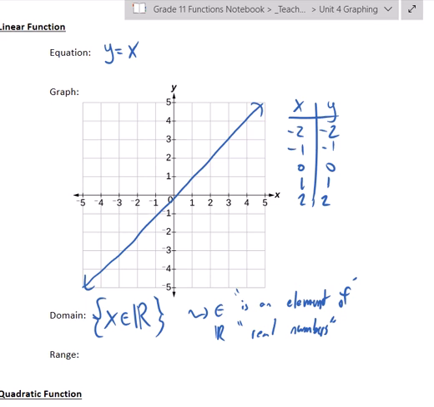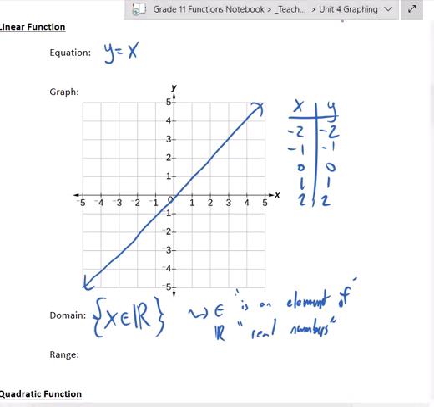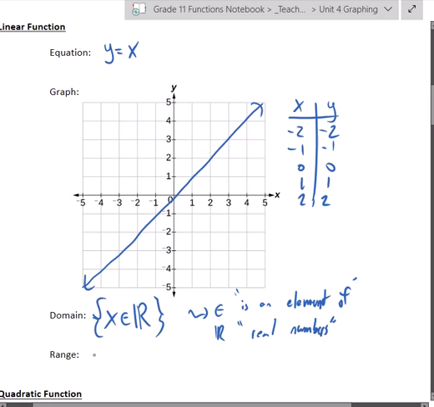Now, range: if you look at the graph again, these arrows show that we're going infinitely up towards positive infinity, infinitely down to negative infinity, so we can be any y value. So y is an element of all real numbers for our range.